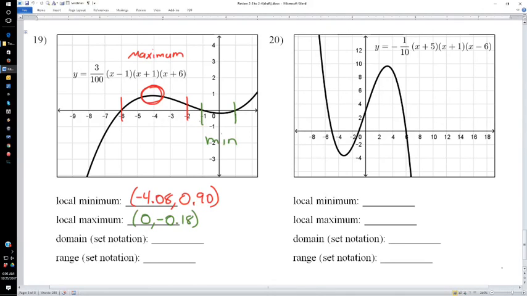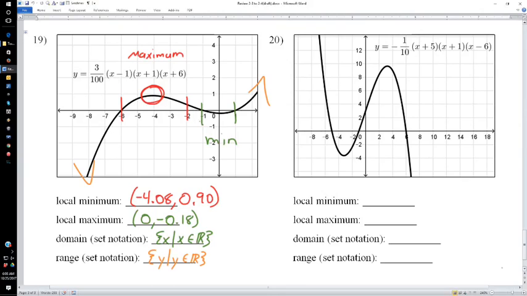Now your domain is still all real numbers. So curly brace x bar x subset all real numbers. You should be able to spit that out pretty easily by now. Your range. Now for this one, you have to think of the range. It doesn't have an absolute maximum or minimum. It's just got these local ones right there. It goes down forever and it goes up forever. So your range is also all real numbers. So it looks just like the one above, except we have y's. Okay?